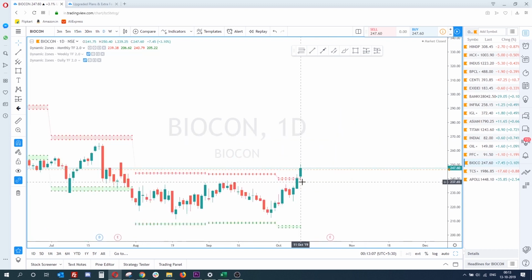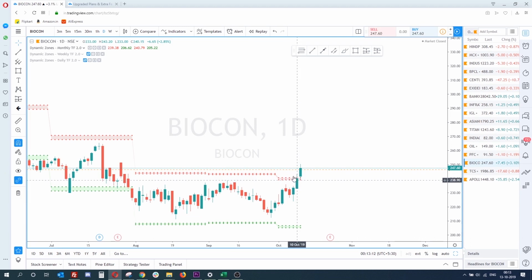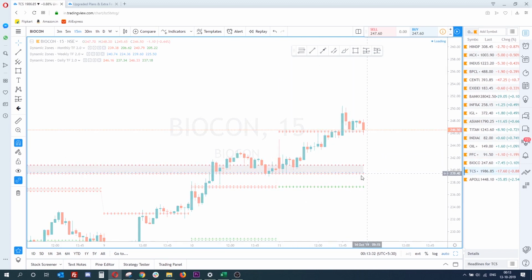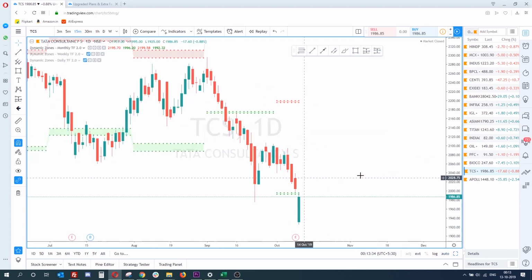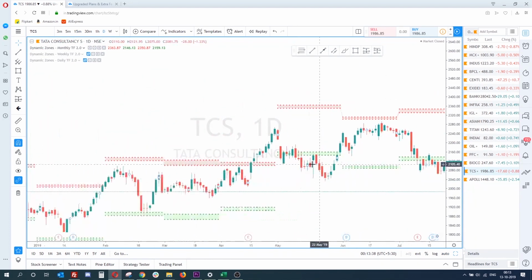What happens is, in monthly zones, probably 70% of the time, it breaches and takes a support. Always it takes a support and then moves again. But the rule is, there should be two zones overlapping with each other. So again, another example would be TCS, probably 2 months back or 3 months back.